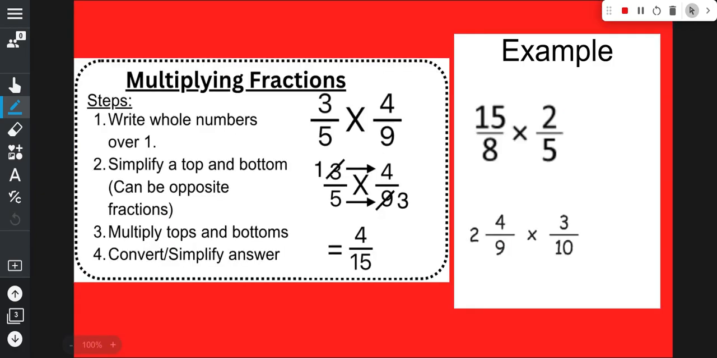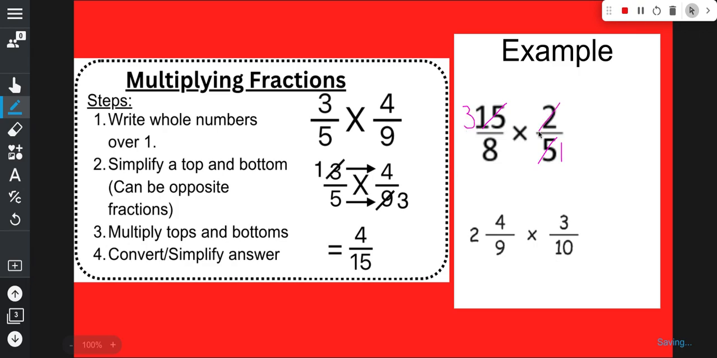Multiplying fractions. Multiplying fractions is something that you did in 4th grade. So just a refresher, if we have a whole number, we always write the whole number over 1. And then we want to simplify tops and bottoms first. And then we multiply across the top, multiply across the bottom, and then we convert our answer if needed. So let's take a look at the first one here. I'm going to simplify 15 and 5. I can divide both of those numbers by 5. So 5 divided by 5 is 1. 15 divided by 5 is 3.